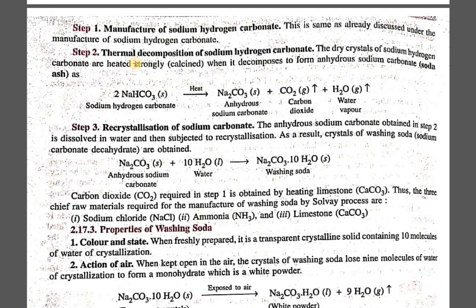chloride plus sodium bicarbonate. That sodium bicarbonate formed in step 1 will be taken in step 2, and then it will be heated to form anhydrous sodium carbonate, and with that there will be formation of carbon dioxide and water. Now we are going to recrystallize it and add 10 water molecules of crystallization, and then it will form washing soda.